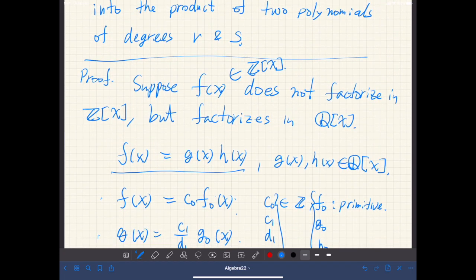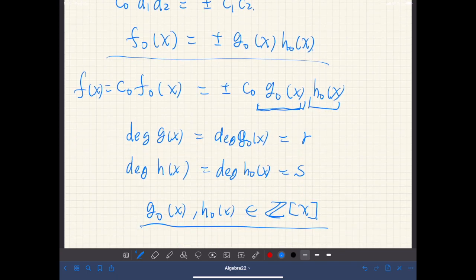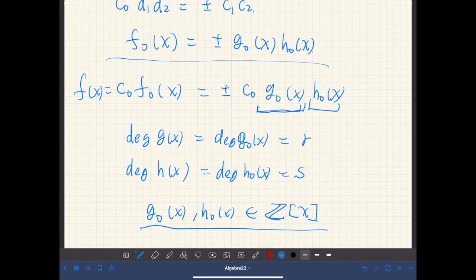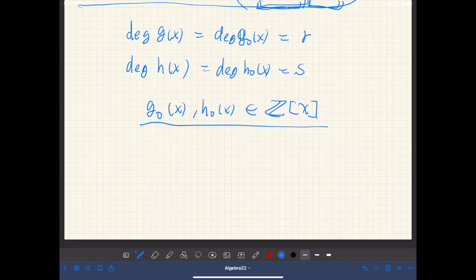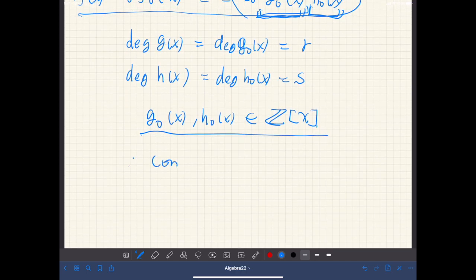We are assuming that f of x does not factorize in Z[x], but in the end we have this factorization where f of x is factorized into the product of two polynomials with integer coefficients. So this is a contradiction. Therefore, contradiction. And we are done. Now we can prove our main result.